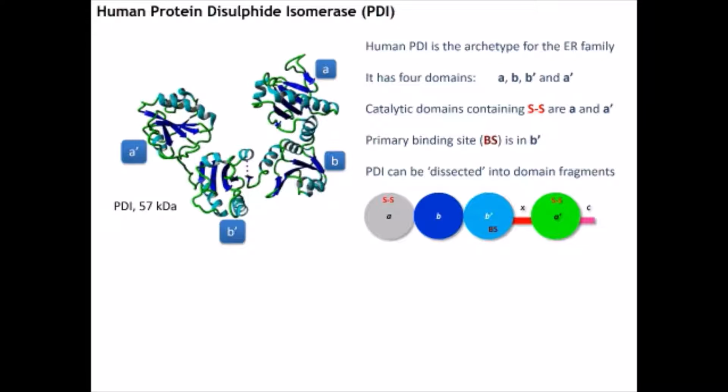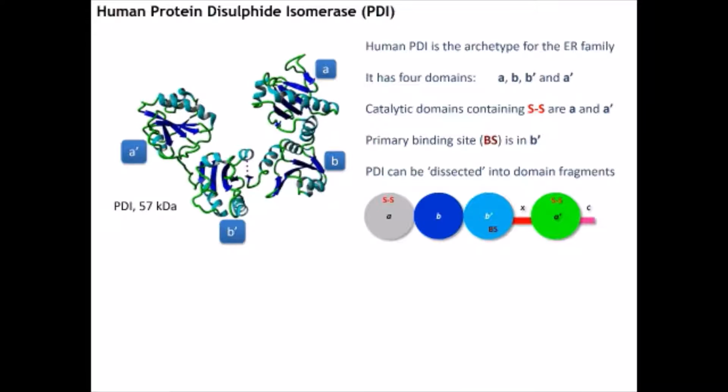So let's look now at some interesting difficulty of NMR spectroscopy of proteins, which is the broadening of peaks, and how we might go about avoiding that problem. I'm going to use as an example human protein disulfide isomerase, PDI.